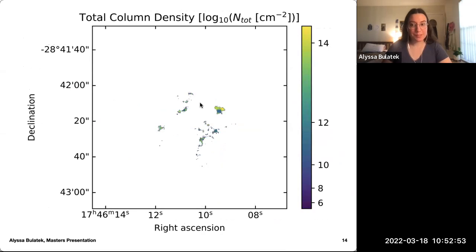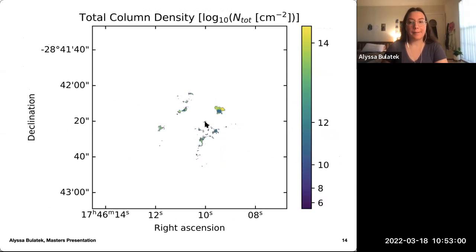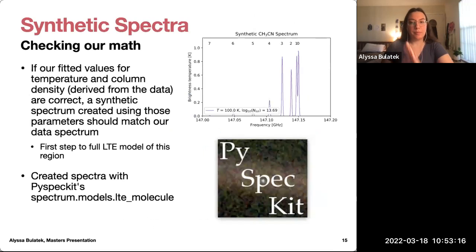We have good measurements for temperature and column density for some pixels, like the one I just showed you. This is a good pixel. But that is not the case for all pixels. And there are also many pixels that do not have temperature measurements at all. So this is caused by a couple of different things that I'm going to talk about right at the very end. But for now, I will continue on.